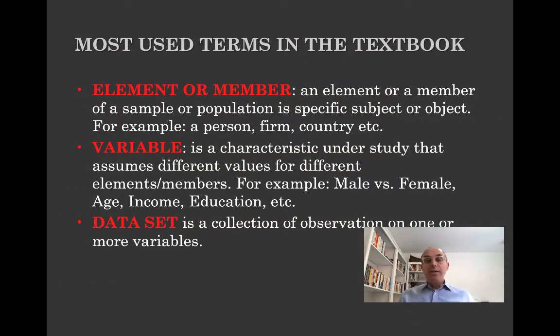Most of the textbooks in statistics talk about element or number. So I need to define that because part of the definitions will help you to sort data that you will find online with regard to data science. An example of an element is a person, a firm, a country, etc. A variable is the characteristic under study. Example, male or female, or income, or education, or age. And a data set is a collection of observations on one or more variables.